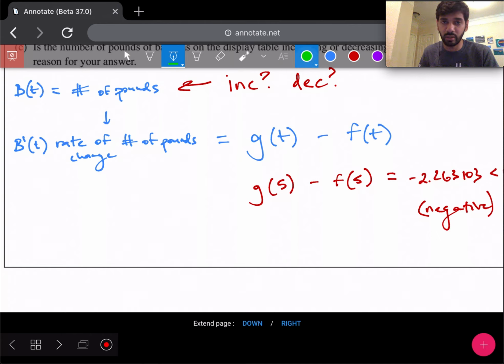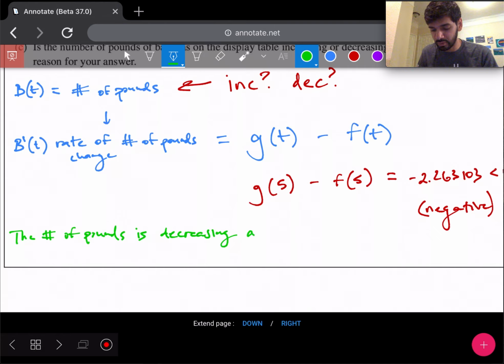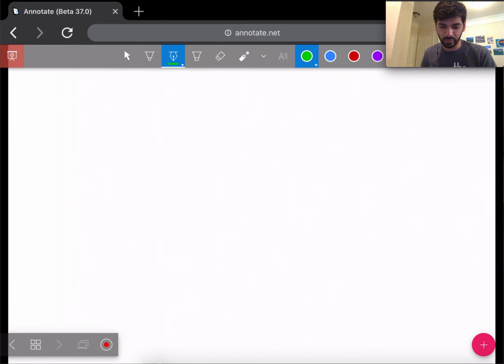So right here, I need to write this all out nicely in a sentence. I'm going to say the number of pounds is decreasing. Okay, here's where you have to be careful. If it asks you for a particular point, you have to put that particular point, at t equals 5. I'm going to say because g of 5 minus f of 5 is less than 0 or negative. You could put either way there. And that should be sufficient to answer the question here. Okay, let's go to the last page now.